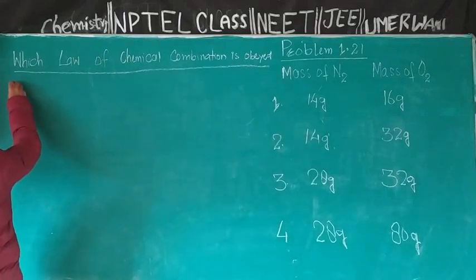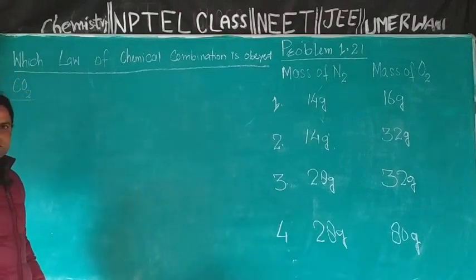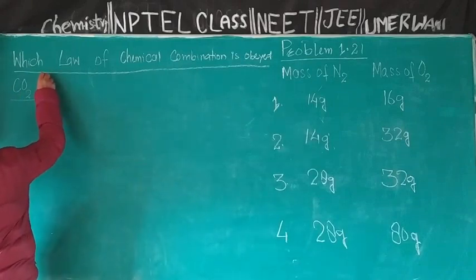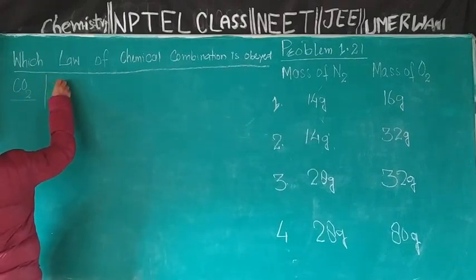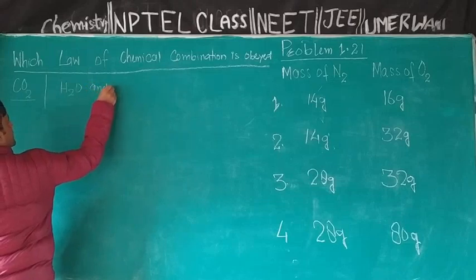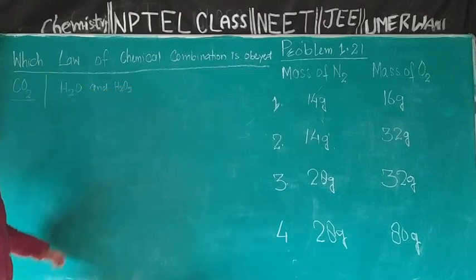Now if I take an example, I write here carbon dioxide. Carbon dioxide is a compound. It will follow the law of constant proportion. Its composition will remain fixed, whatever its source or method of preparation is. Second example, water and hydrogen peroxide. This example follows the law of multiple proportion.